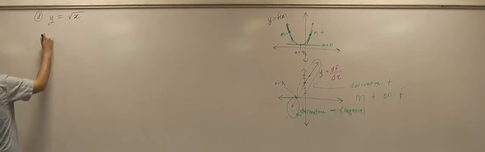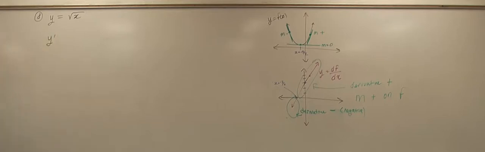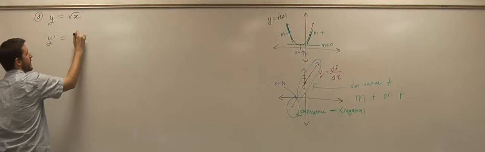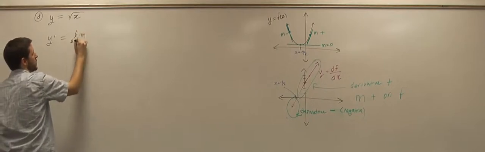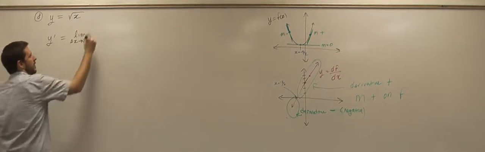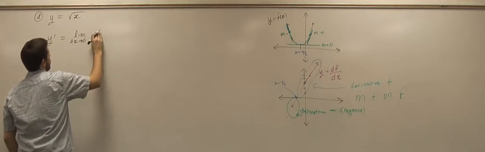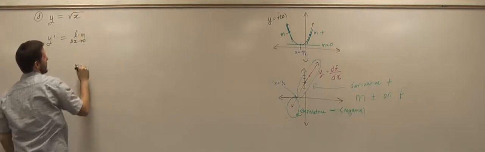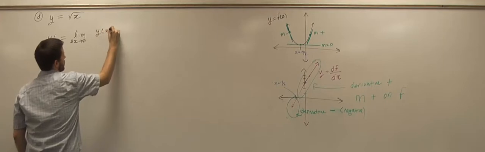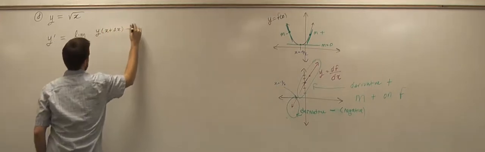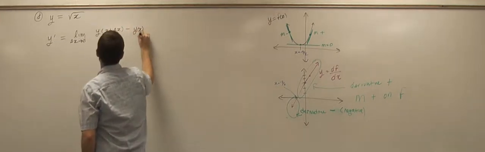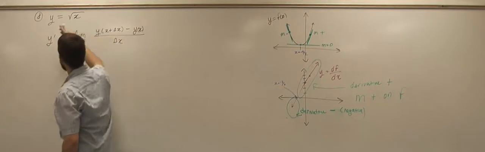So, let me use y prime this time for my notation. So y prime means the derivative of this function. And the definition tells me I need to take the limit as delta x goes to 0. Normally we would say f of x plus delta x. We'd say y of x plus delta x minus y of x over delta x. That's our function's name.